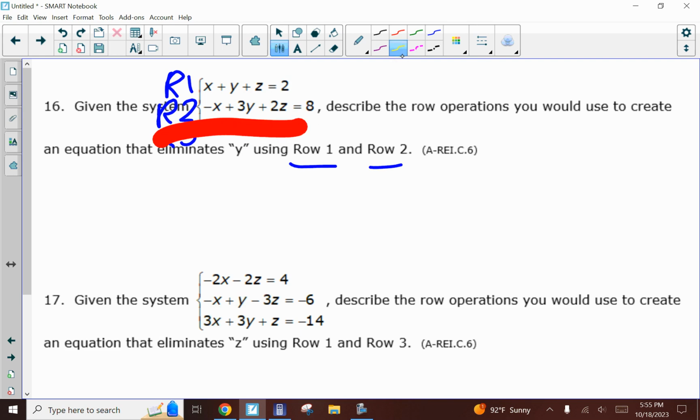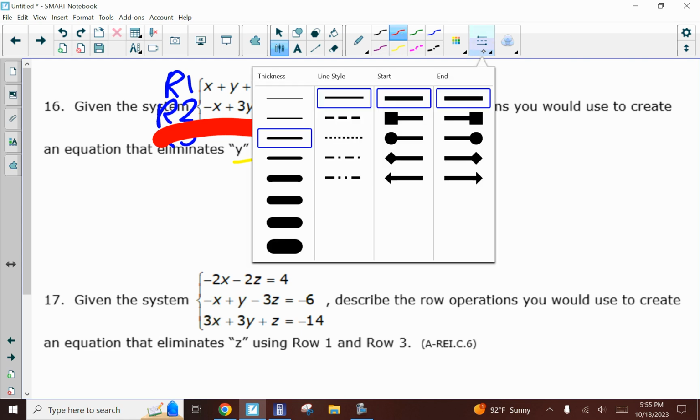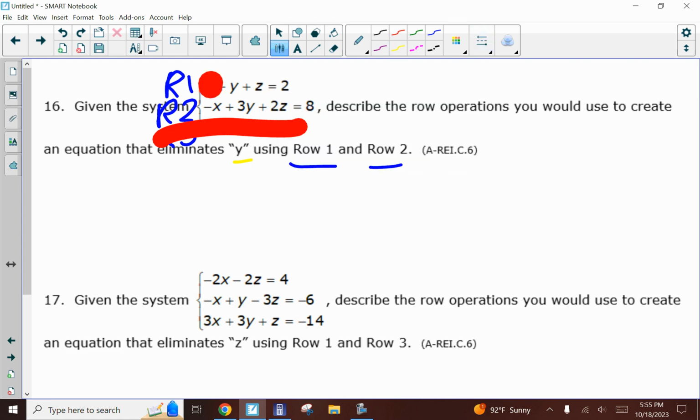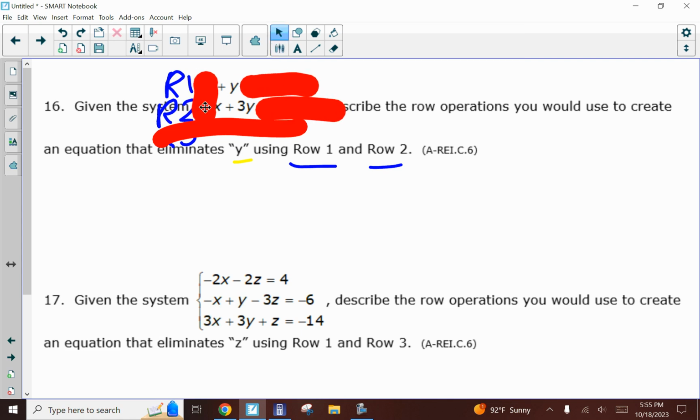They want us to eliminate the y. So if they want us to eliminate the y, I don't want to see anything else. I just want to see the y's. So I'm going to get rid of those, all this, and all that. This question is saying, what do you have to do to get these to cancel?